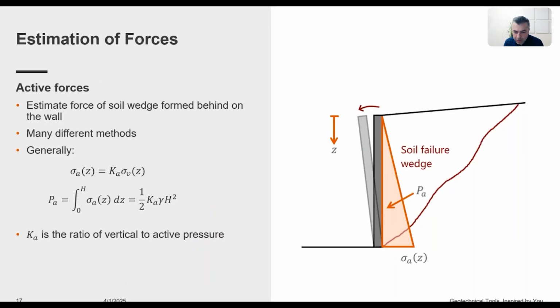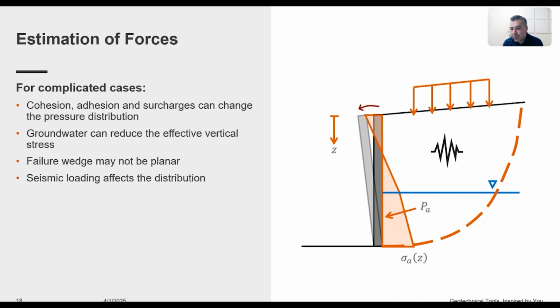So the first step to design these walls is to estimate the forces applied to the wall. The simplest way is to assume an active wedge behind the wall, which represents the active soil pressure behind the wall. And there are different methods. I'll talk about it in this presentation. But in general, we are looking to find the active earth pressure force, PA, for our calculations. Ka is a very important parameter, which is a ratio of the vertical to active earth pressure. And there are different formulas in different standards to calculate Ka.